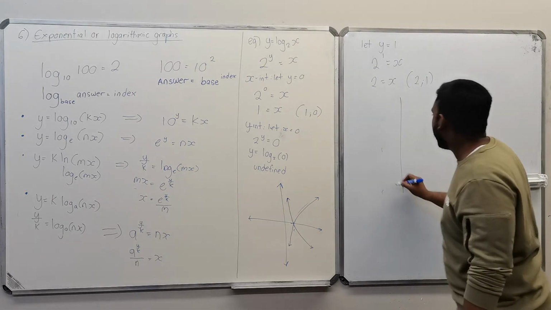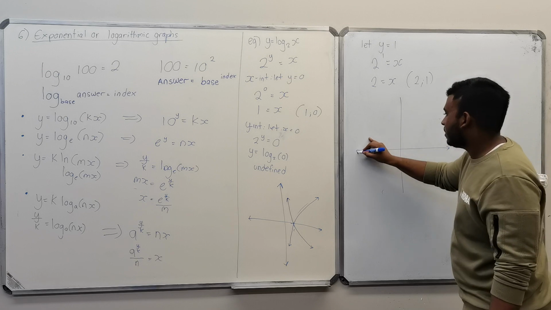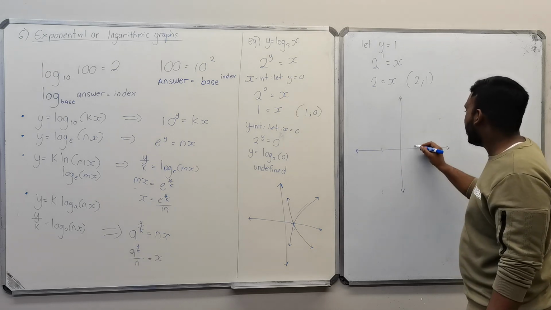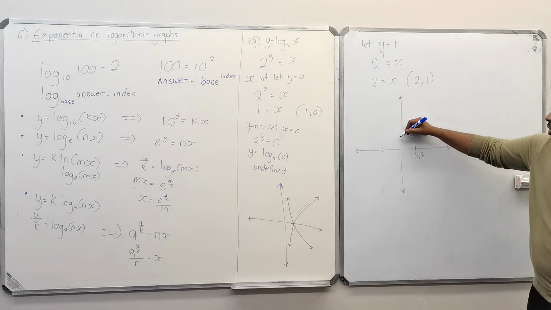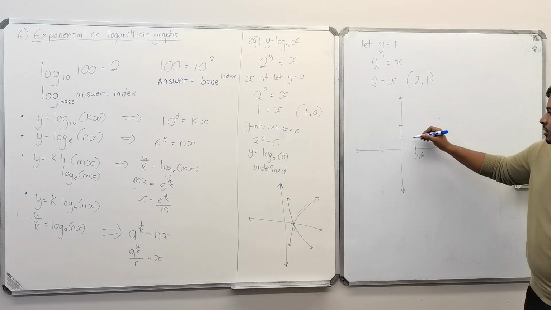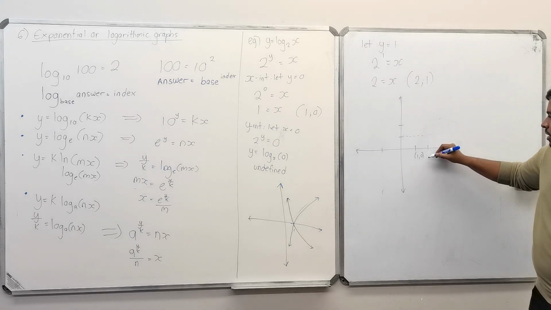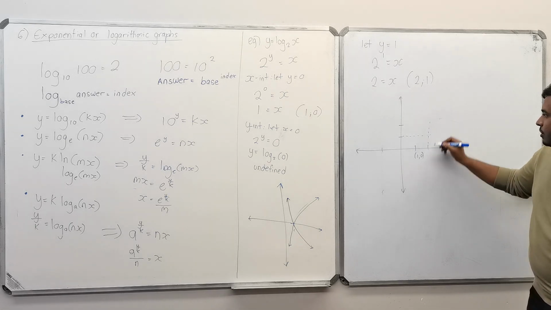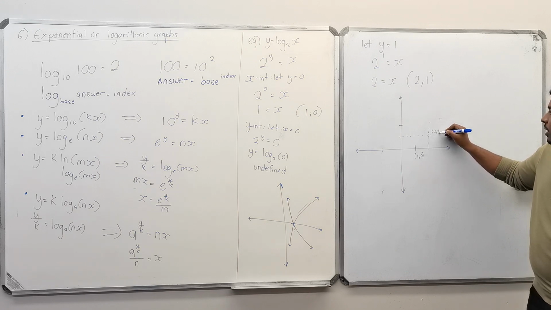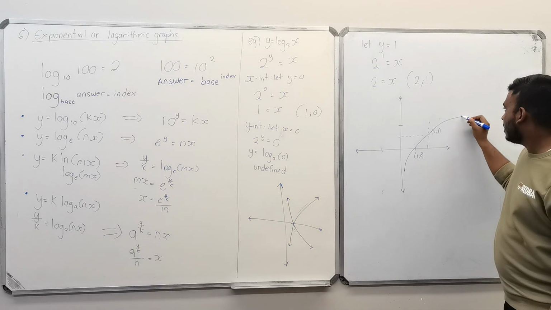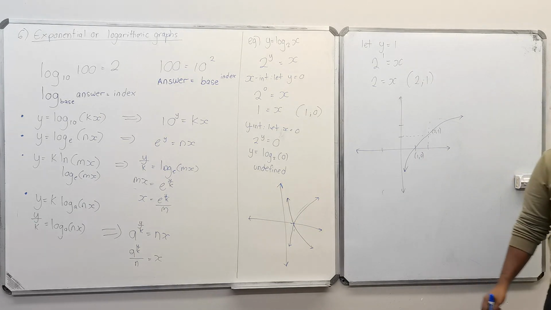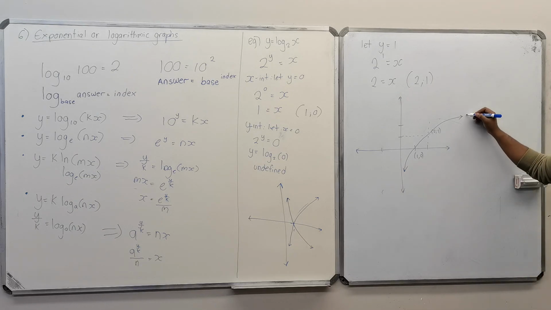So now when you're drawing the graph, your one coordinate is at 1 and 0. Your other coordinate is at 2, so this will be 1. So this coordinate is at 2 and 1. So when you're drawing your graph, it will look like that. And then this here would be, you can say y is equal to log 2x.